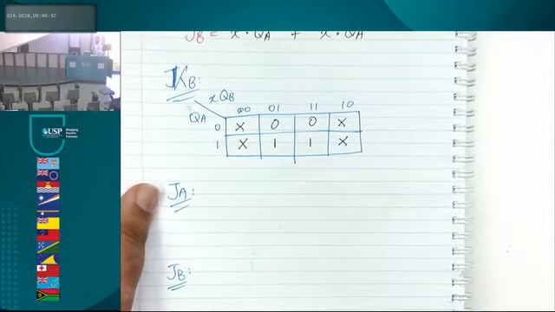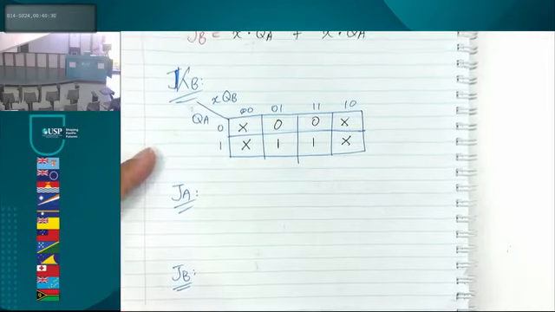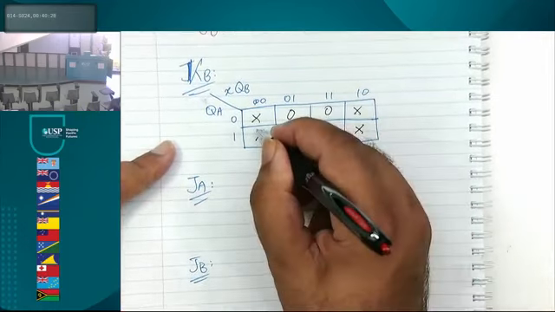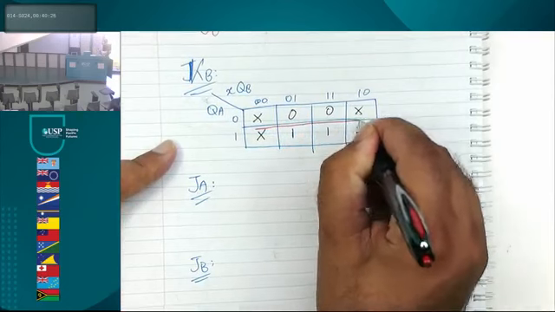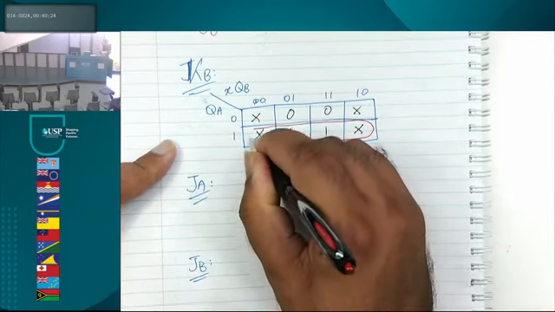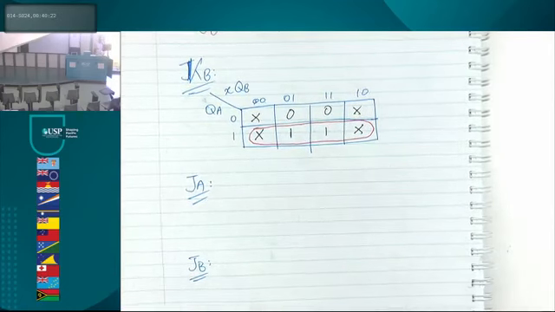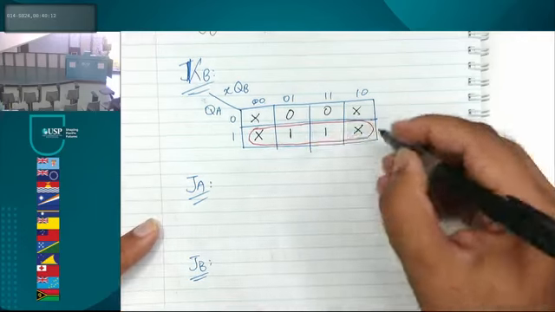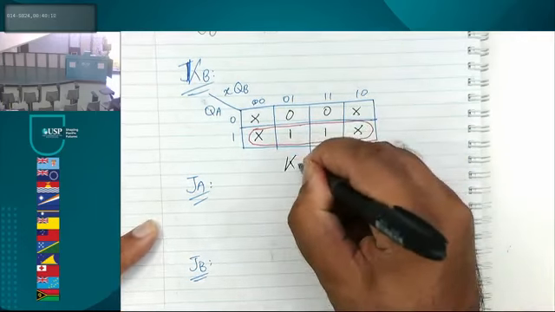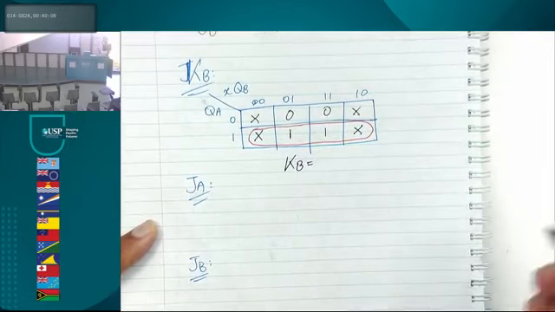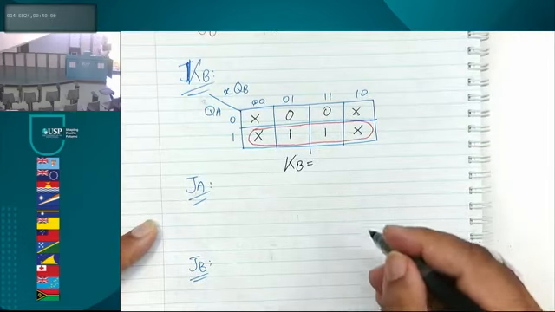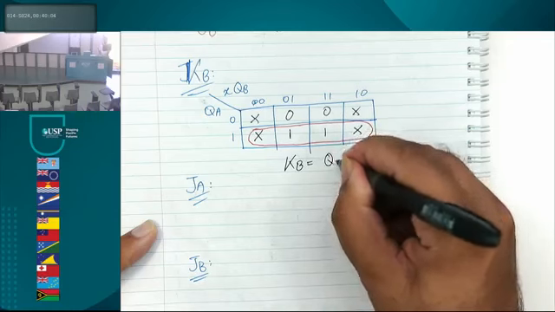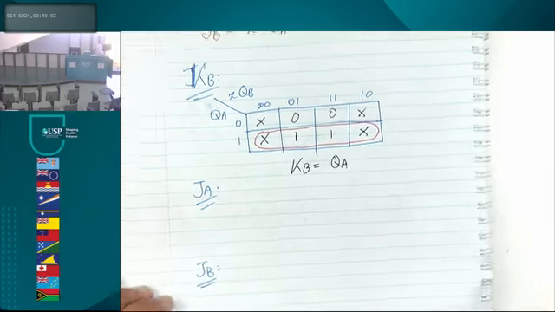So we've got to plot. What are we going to do? We've got to make a group. There we are, that's the best possible group. And therefore we can say that KB is equal to, what can we say, guys? Yeah, QA. All right, now let's look at JA.